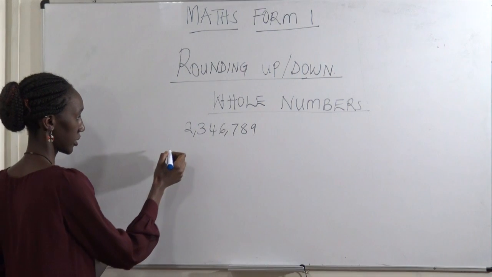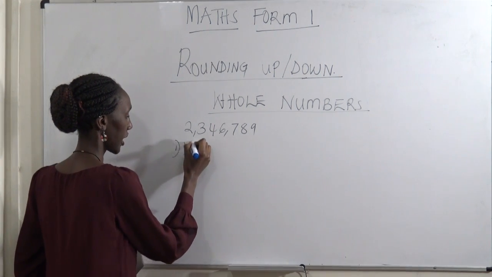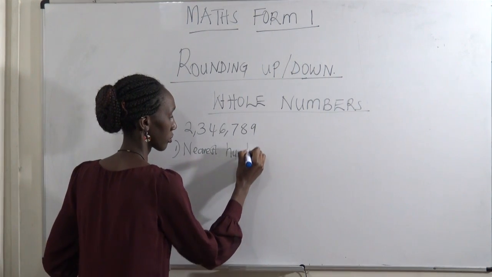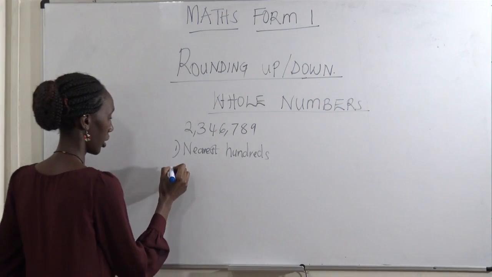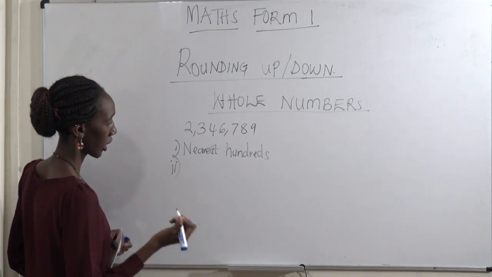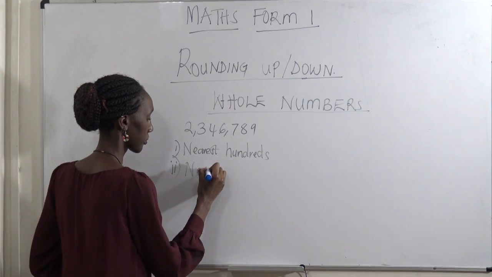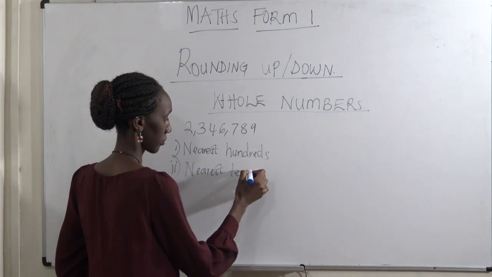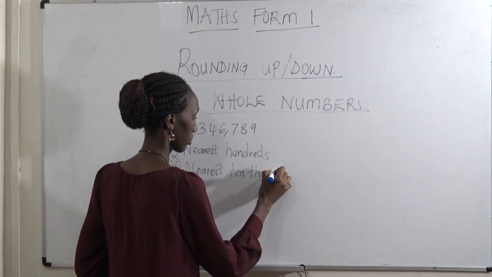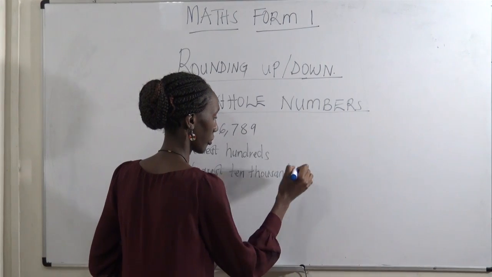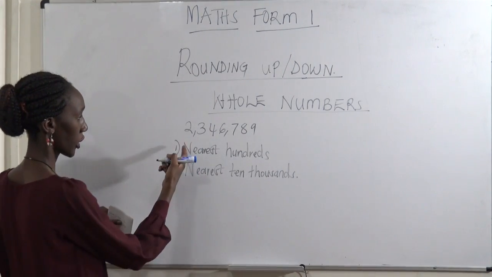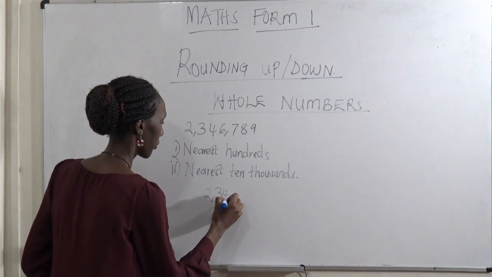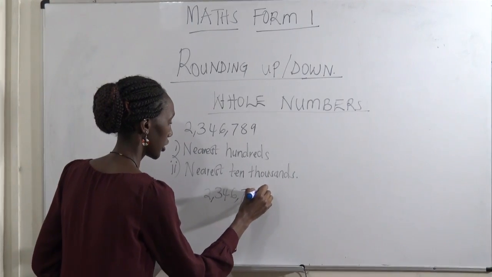So I want to turn this number first to the nearest hundreds. Then part 2, we are going to round up to the nearest $10,000. So we look at our number hundreds. So here is our number: 2, 3, 4, 6, 7, 8, 9.